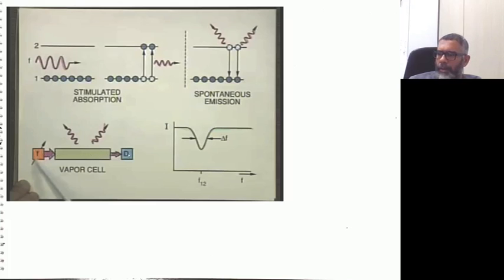And this is the detector. If the detector detects an intensity which is less than the incoming intensity, that means there is a certain absorption process over here.